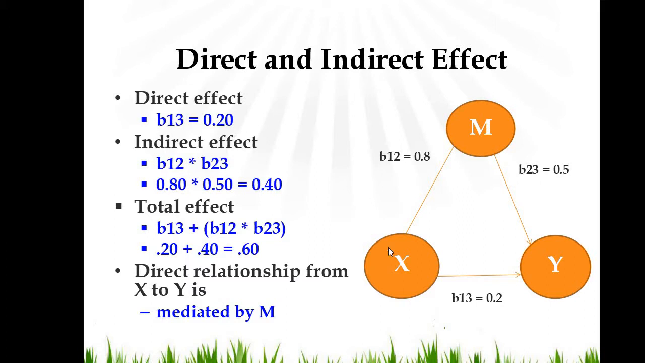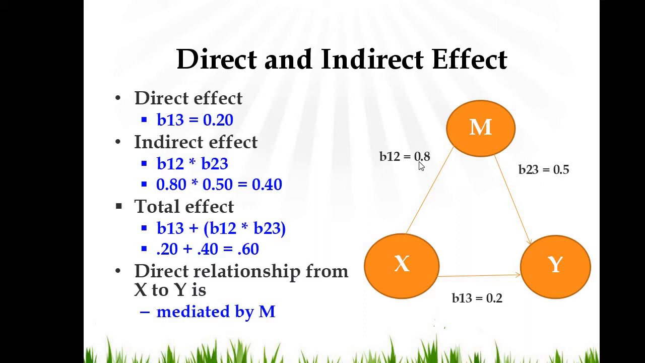First, direct effect. If you look here, with the inclusion of the mediator, the effect of x on y is the direct effect. So that's 0.2. For the indirect effect, you multiply the beta coefficient of x's effect on m with the beta coefficient of m's effect on y. If you multiply the two coefficients, you get the indirect effect. And if you add both, you get the total effect.